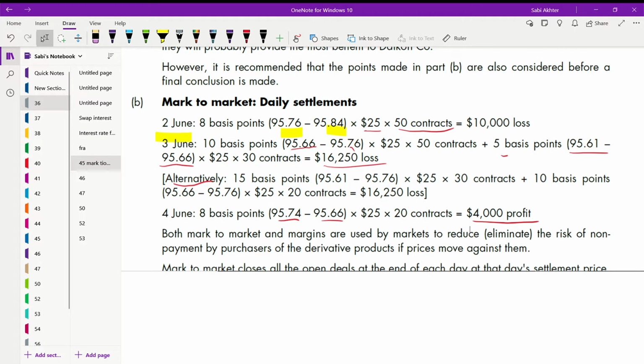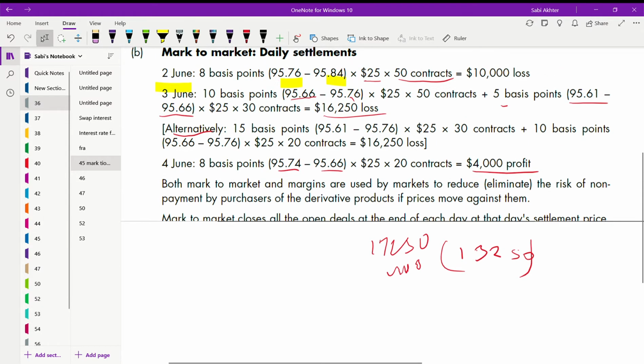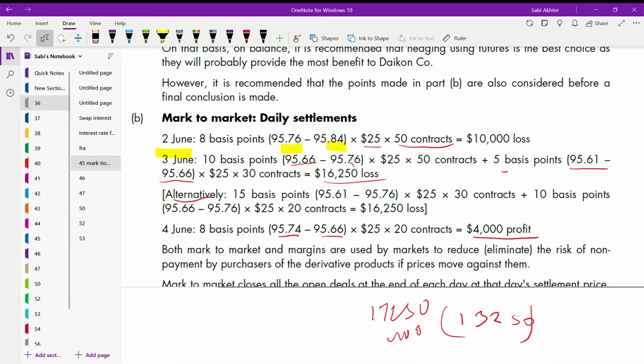So now, how are you going to deal with this? As you can see, 2nd June 10,000 loss, 3rd June 16,250 loss, so total 17,250 loss plus 4,000 profit. If you add 17,250 with 4,000, it will be 13,250 loss. Whether you have to pay a margin or not will be there in the question, like the maintenance margin and all.